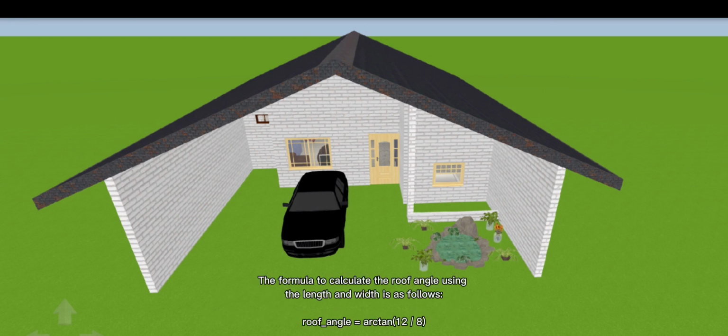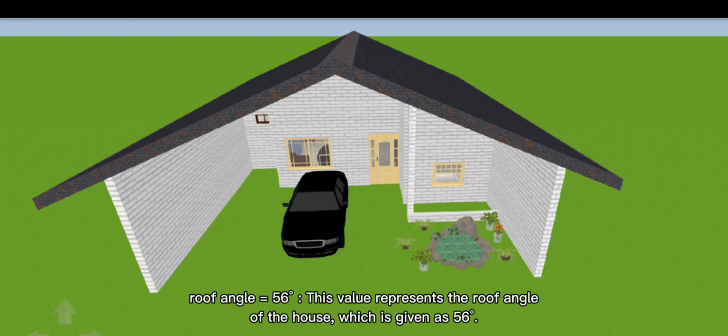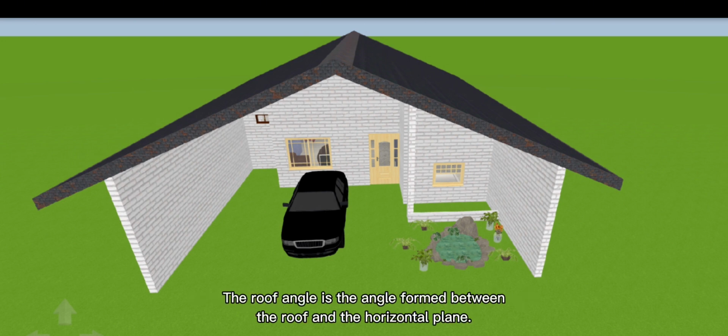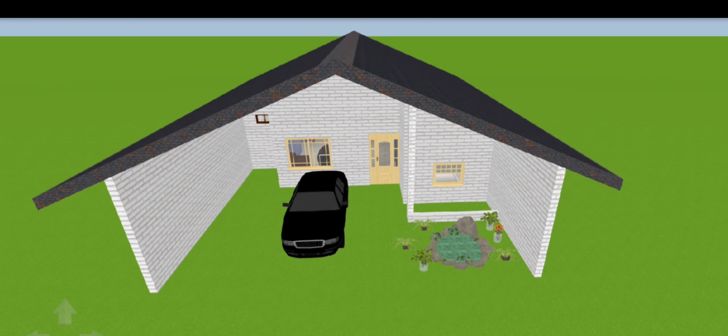The formula to calculate the roof angle using the length and the width is as follows. Roof angle equals arctan of 12 over 8. Roof angle equals 56 degrees. This value represents the roof angle of the house, which is given as 56 degrees. The roof angle is the angle formed between the roof and the horizontal plane.